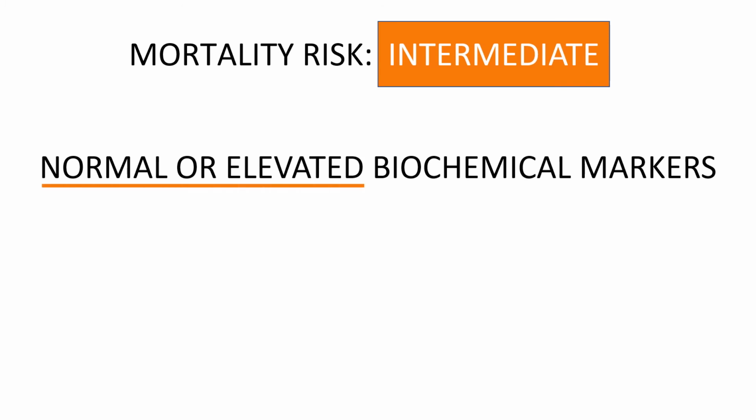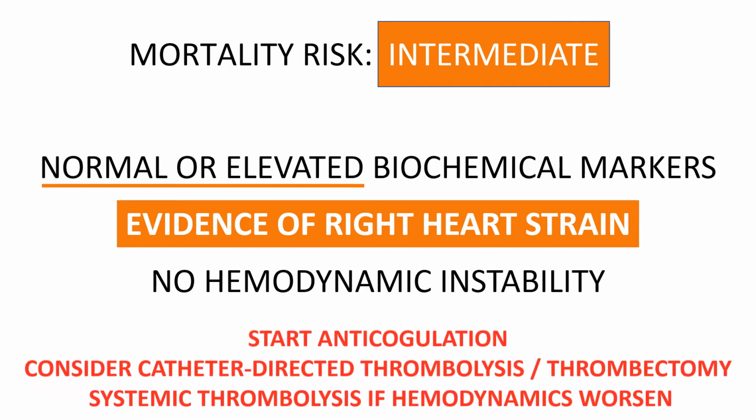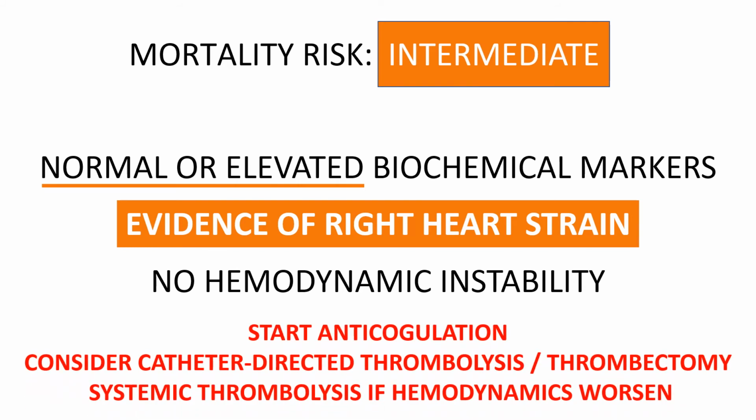Intermediate risk PEs may or may not have elevated biomarkers, but the hallmark of intermediate risk PE is the presence of right heart strain without the presence of hemodynamic instability. It's important to note that there's no clear guideline on how to manage patients with intermediate risk PEs. It is clear that you should start anticoagulation in these patients, and you could consider catheter-directed thrombolysis or thrombectomy in select patients.